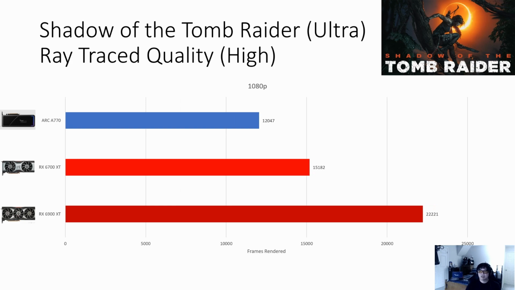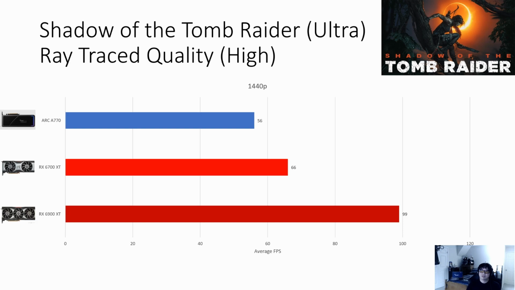And then if we look at the total frames rendered for 1080p, this is something that the Shadow of the Tomb Raider's benchmark tool built into the game. It is very convenient to see this, so I did kind of want to just show these results for those curious. So you can see ARC did over 12,000 frames. The 6700 XT did over 15,000, and then the 6900 XT had over 22K.